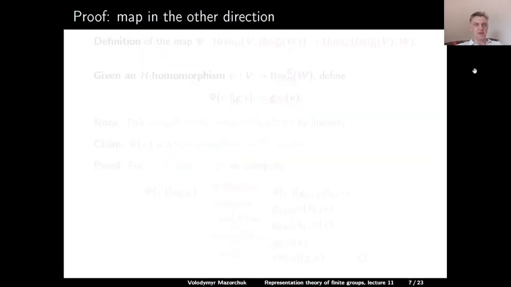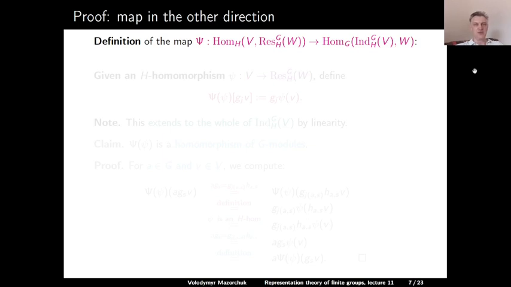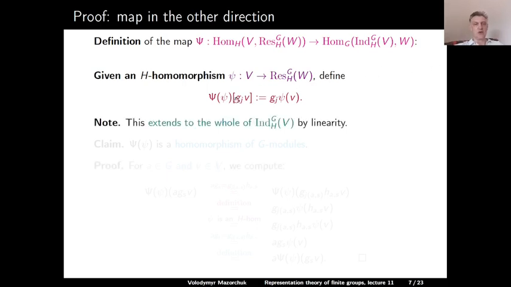Let us now construct the map in the other direction. So let us define the map capital Psi from the space of all H homomorphisms from V to the restriction of W to the space of all G homomorphisms from the induction of V to W. So given an H homomorphism little psi from V to the restriction of W, we define capital Psi of little psi applied to an element g_j v as the element g_j times psi of v, since all elements of the form g_j v generate the induced module. This definition extends to the whole of the induced module by linearity.